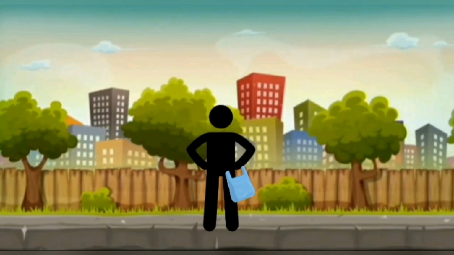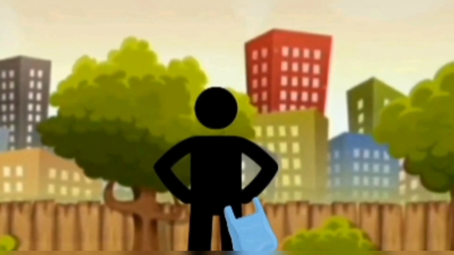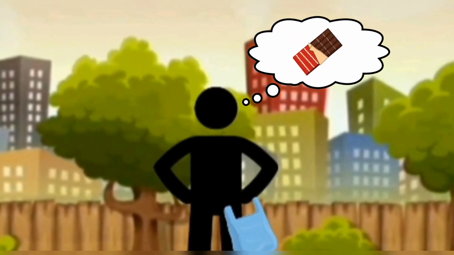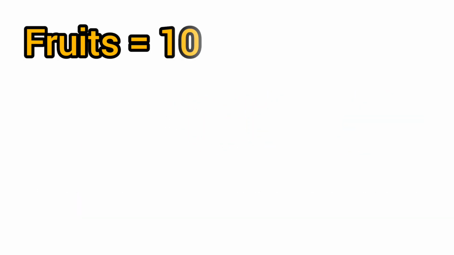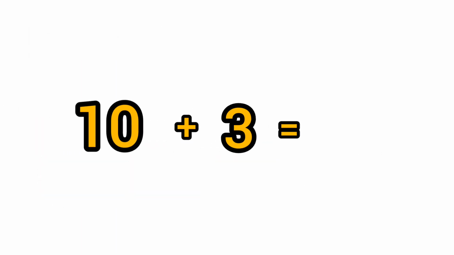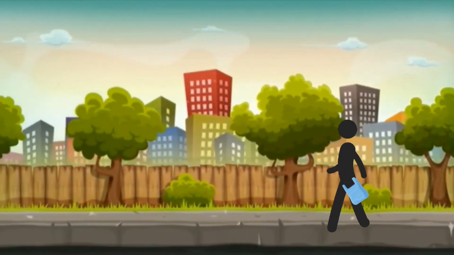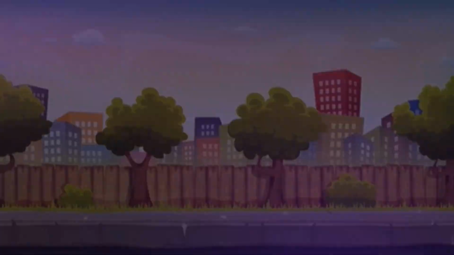Yum! But later you feel like eating something sweet, and the first thing that comes to your mind is chocolates. You go inside the supermarket again and buy 3 small chocolates. How many items do you have? We had 10 fruits, and since we have 3 chocolates, 10 plus 3 is equal to 13. You are finally going home, and what a solving adventure you have had.